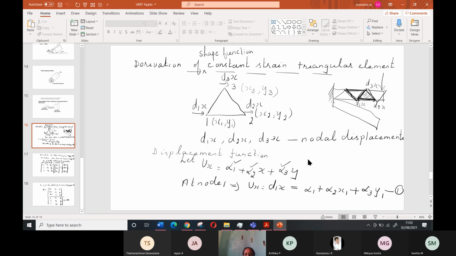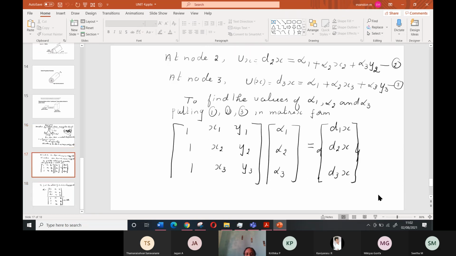So the boundary conditions are at node 1 the displacement is d1x, so we have substituted the value of x and y as x1 y1. Similarly, at node 2 also we have written the boundary condition with the coordinates x2 y2. And similarly node 3, the coordinates are x3 and y3, and we have written the boundary conditions also. Our aim is to find out the value of the constants alpha 1, alpha 2 and alpha 3.